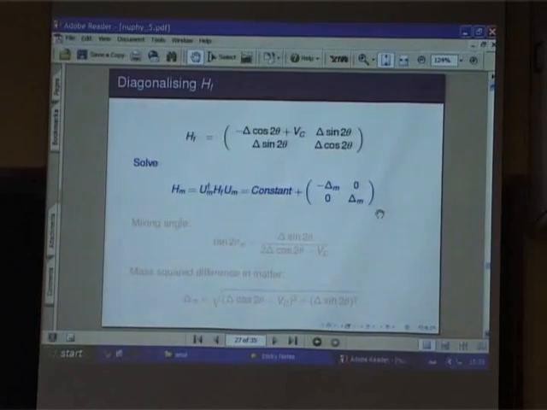But this you can do, right? You can do it using the secular equation or something. You can find eigenvalues, you can find eigenvectors. So I'll tell you what the answers look like, and you will derive the answers on your own.